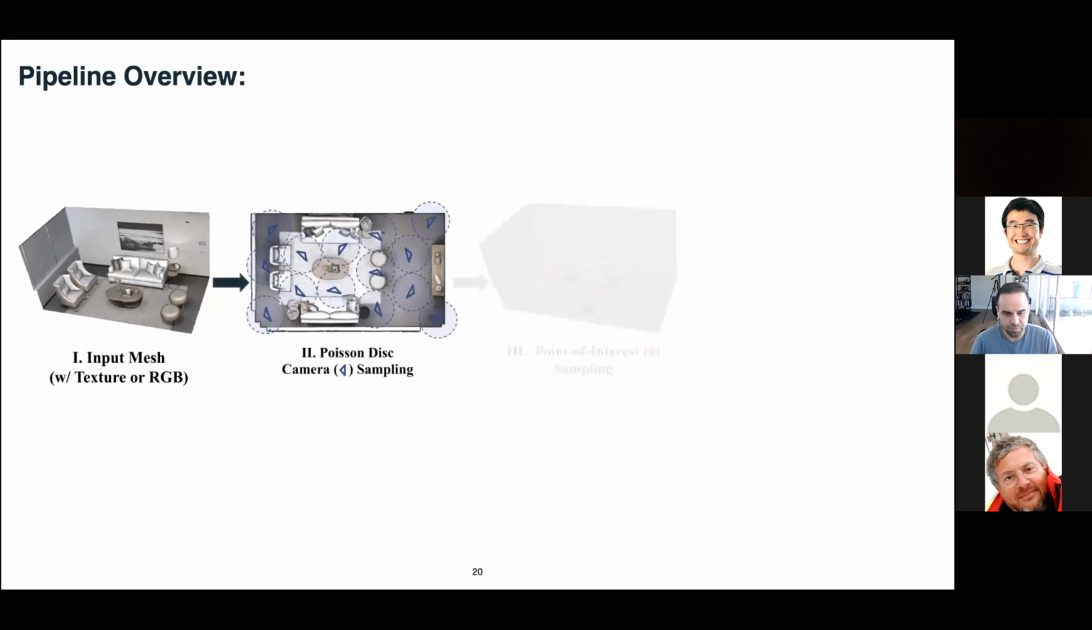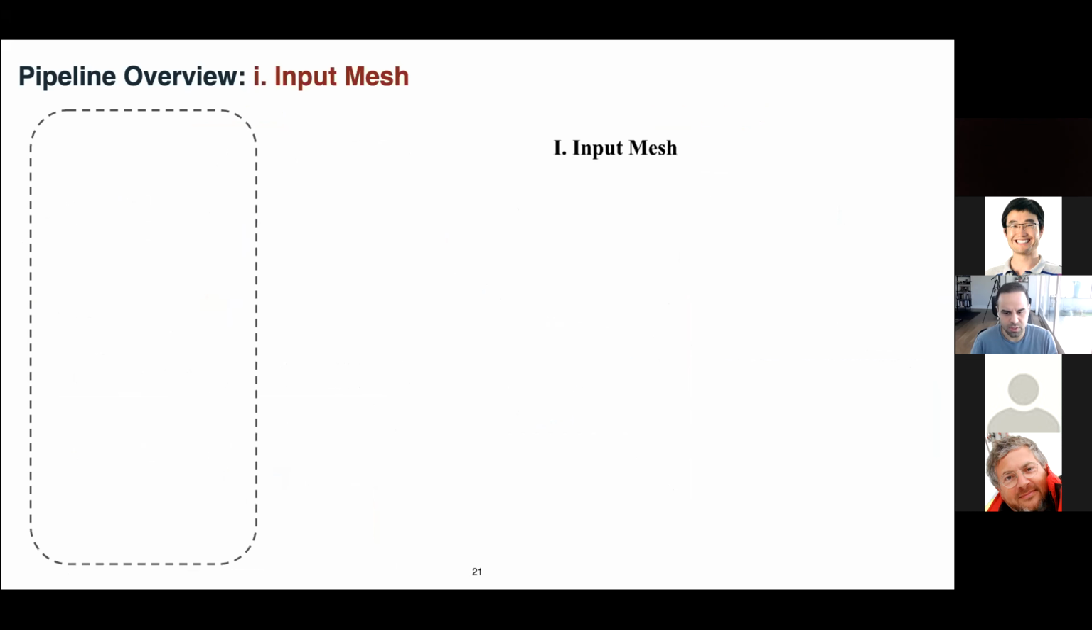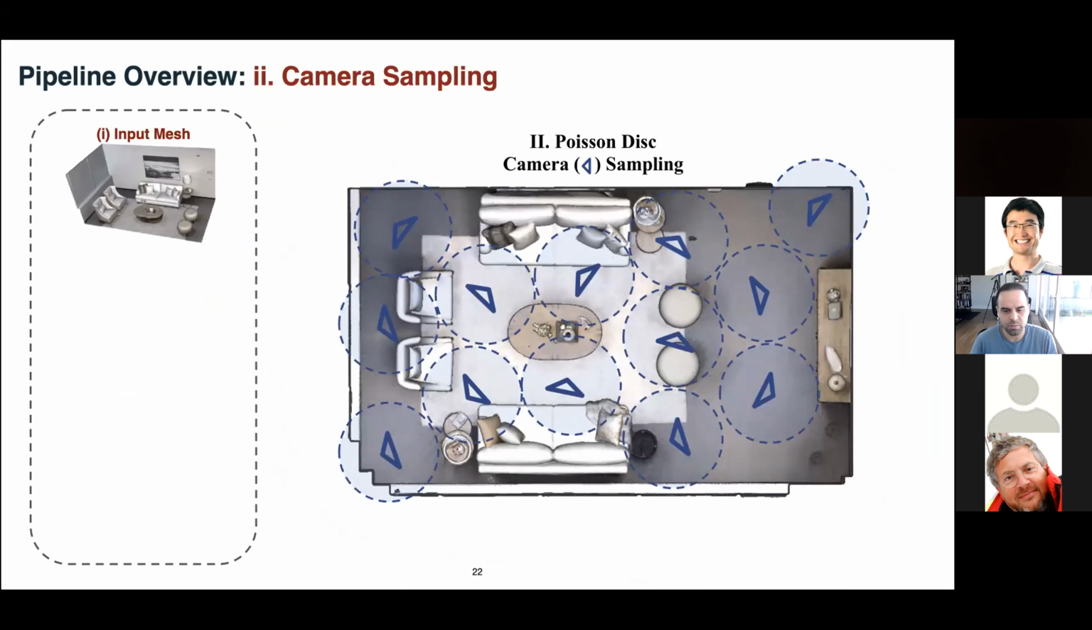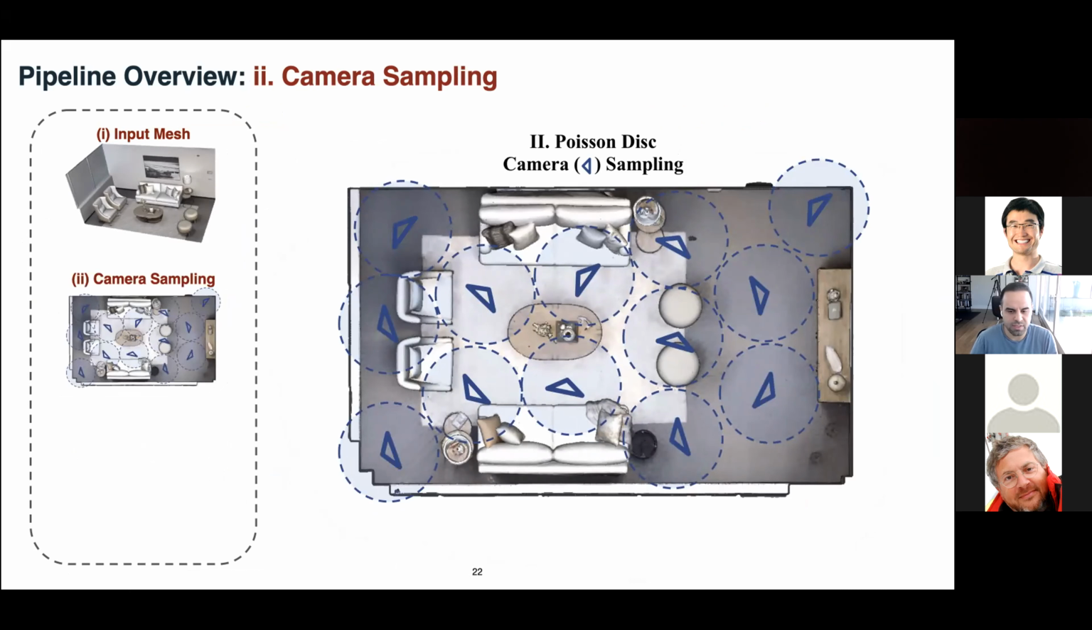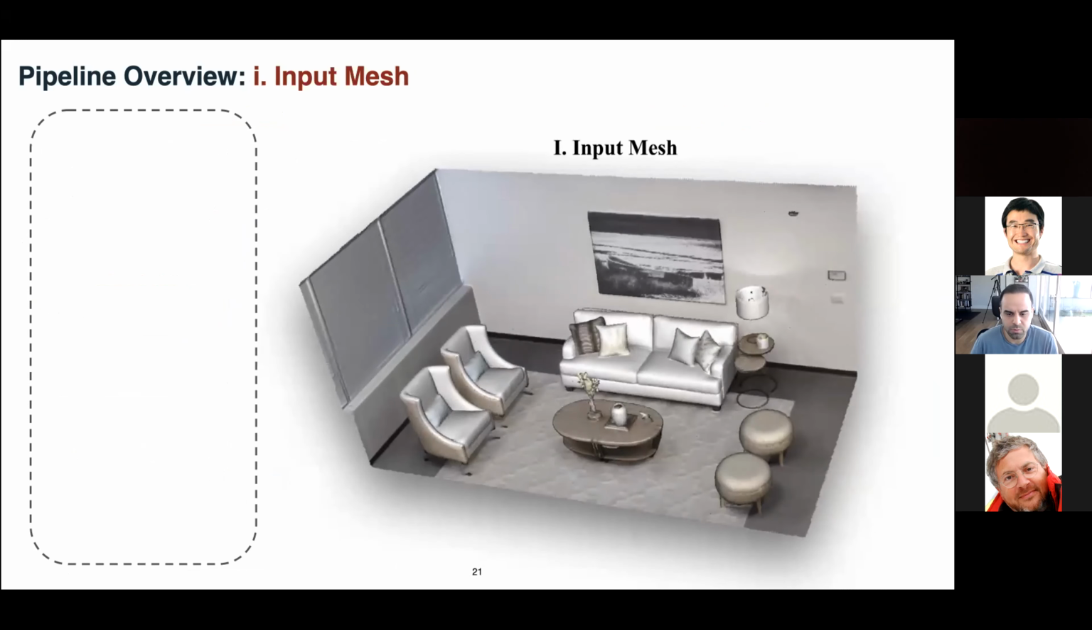To give you a quick idea about how this framework actually works, first, this is the input mesh. We do a bunch of sampling to create camera parameters. Either these are sampled with some method, for instance Poisson disk sampling, or users can specify the exact camera parameters that they want to generate. And then, oops, I'm going backwards, sorry.